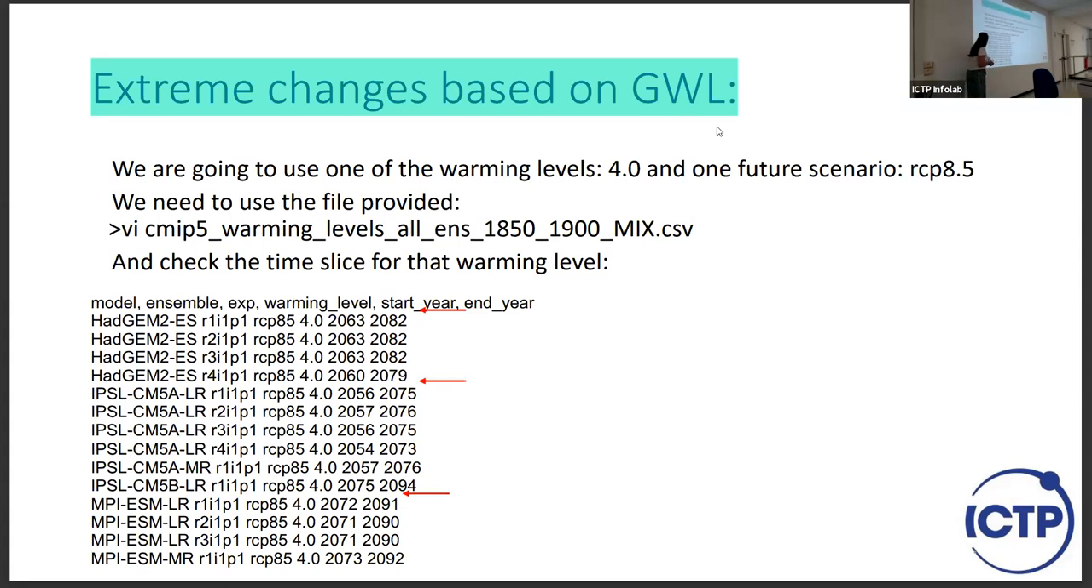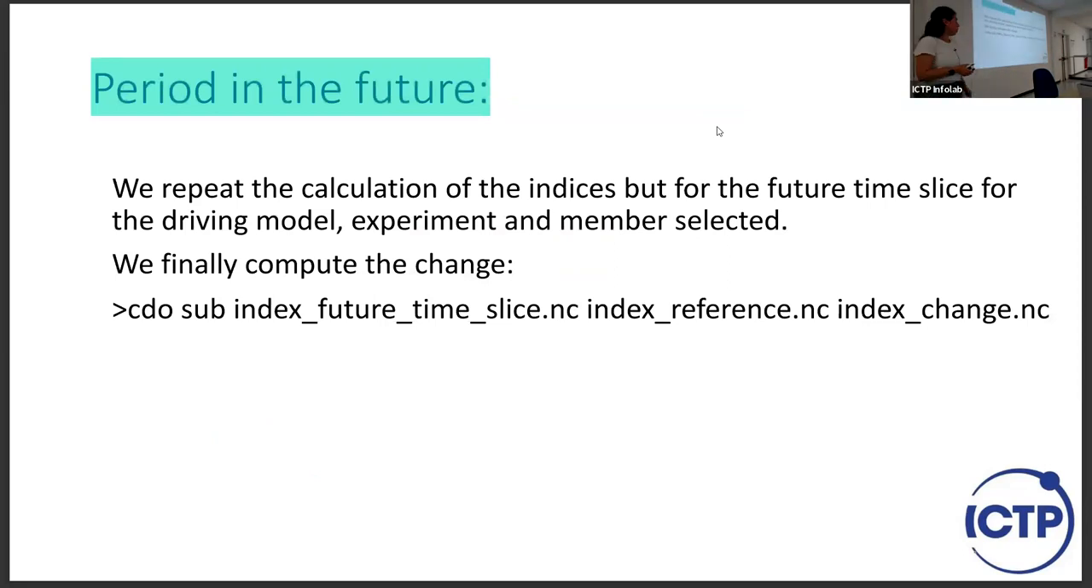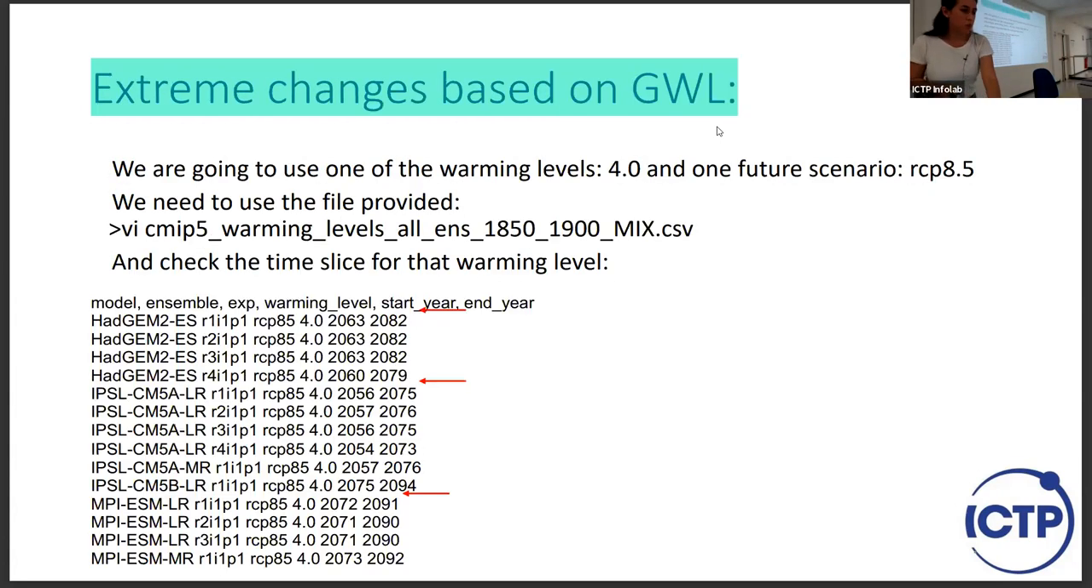Okay, so this is another example for MVI. This 4 degrees level is reached in 2070 to 2091. So what we need to do if you want to express the change, for example, in TDD or in TX35, is repeat the previous calculation, which was for the reference period, for the future time slice, in which you change the common cell year. Instead of putting 1980-1999, you will choose from the table the one that you are using.